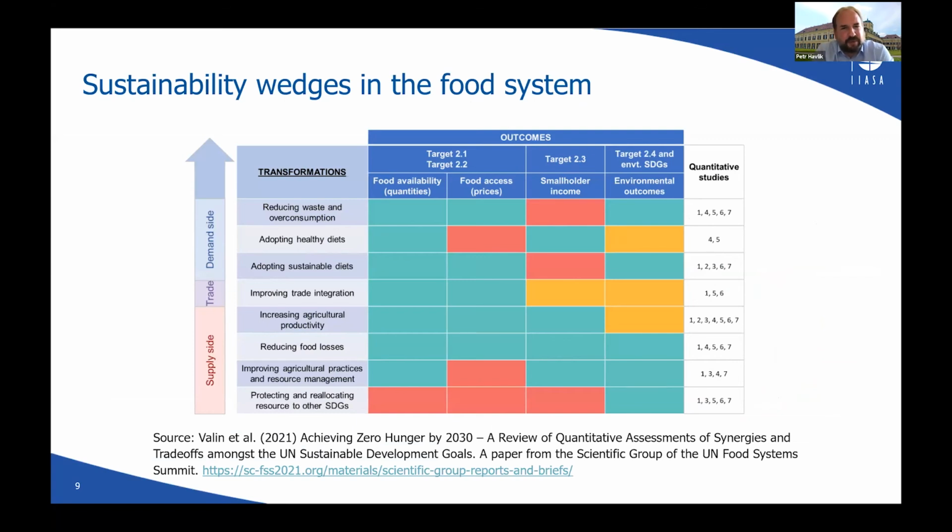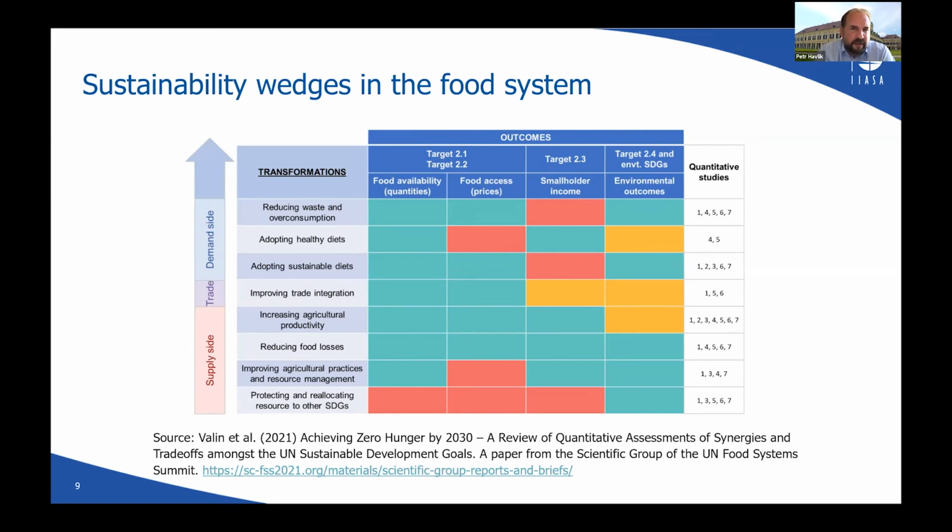What are the other means which we have in the land use sectors to reconcile the different development goals? So typically, we consider three different parts of the supply chain. We consider the consumers, the demand side, where reducing waste and overconsumption, together with adopting healthy and sustainable diets, seem to be privileged approaches with many co-benefits across the different sustainability dimensions.